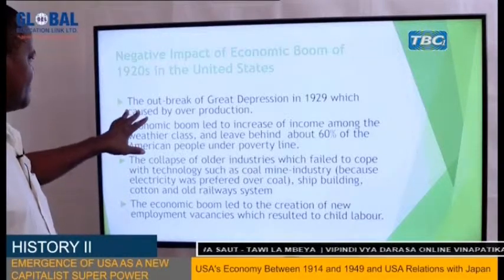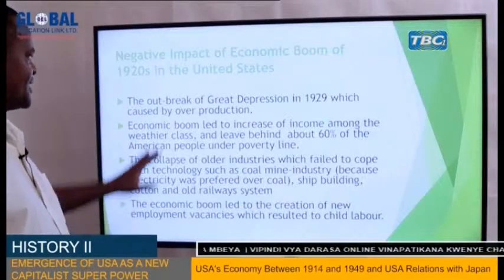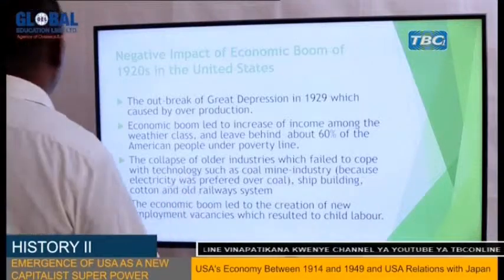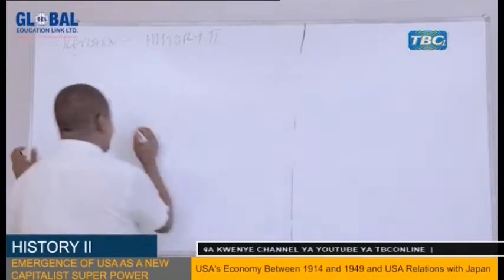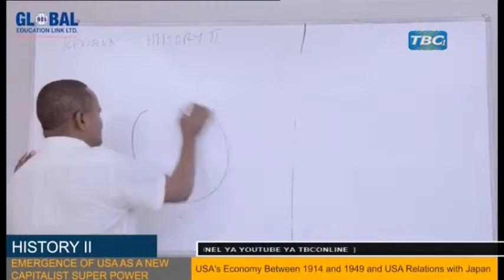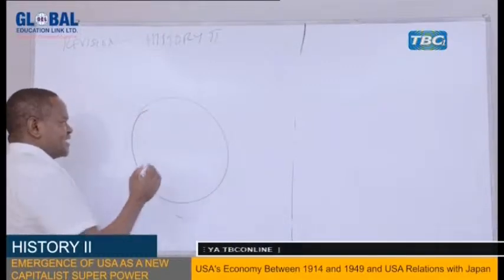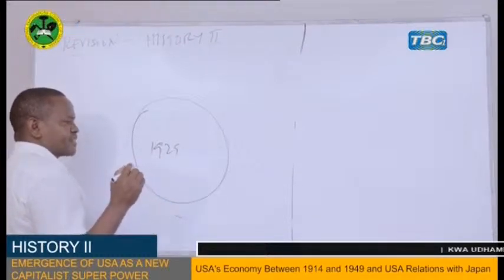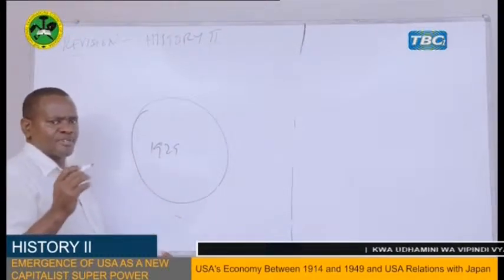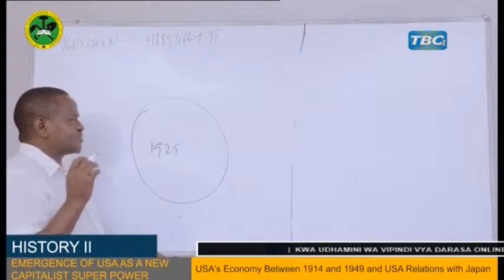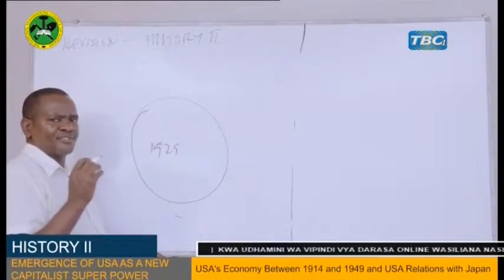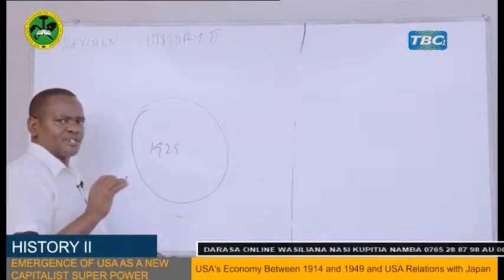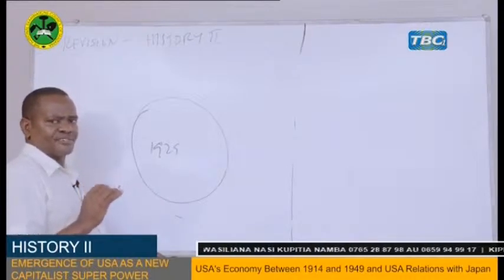The first negative impact of economic boom was the outbreak of the Great Depression in 1929, which in fact was caused by overproduction. There was a Great Economic Depression which occurred in 1929, and this economic depression was caused by economic boom. Remember, a capitalist economy is always subject to crisis. Why? Because there is no central planning. There is planning but not central planning. This is contrary to the socialist system where there is central planning.